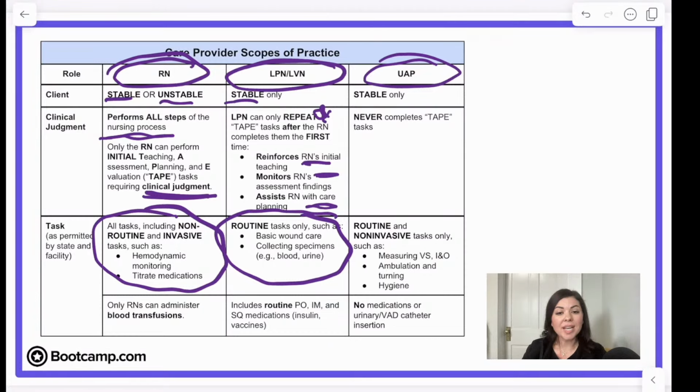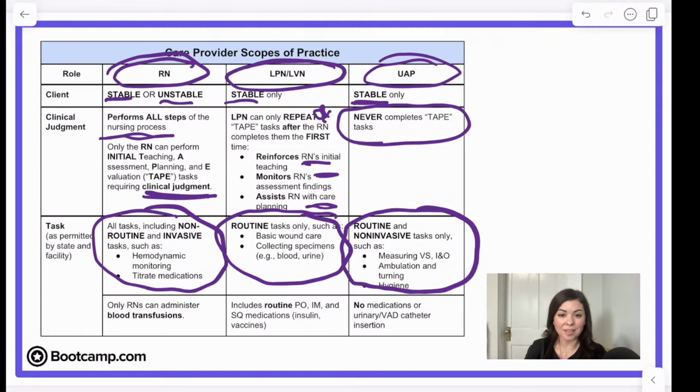They can only ever care for stable clients. They can never perform any tasks that are part of the nursing process, or any portion of it. They can only do routine and non-invasive tasks. Some common examples are vital signs and helping ambulate a client, and they can never administer any type of medication. So that gives you a basic overview of each person's scope. So that will certainly help us here in a second when we're navigating these questions.